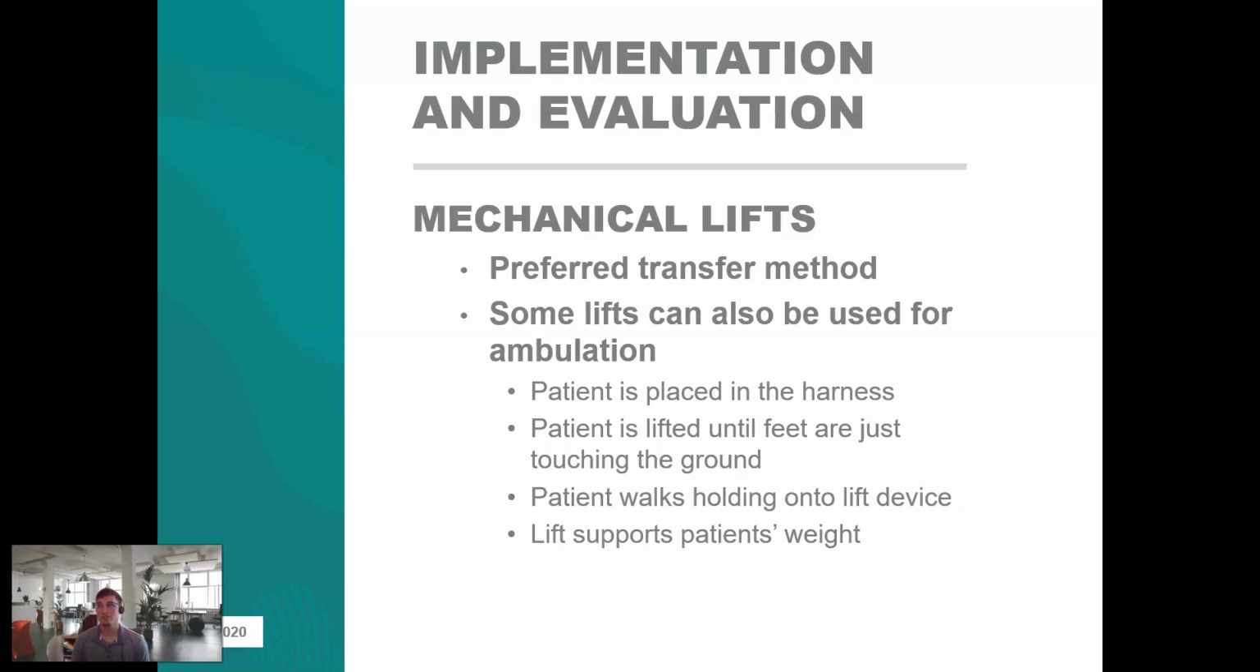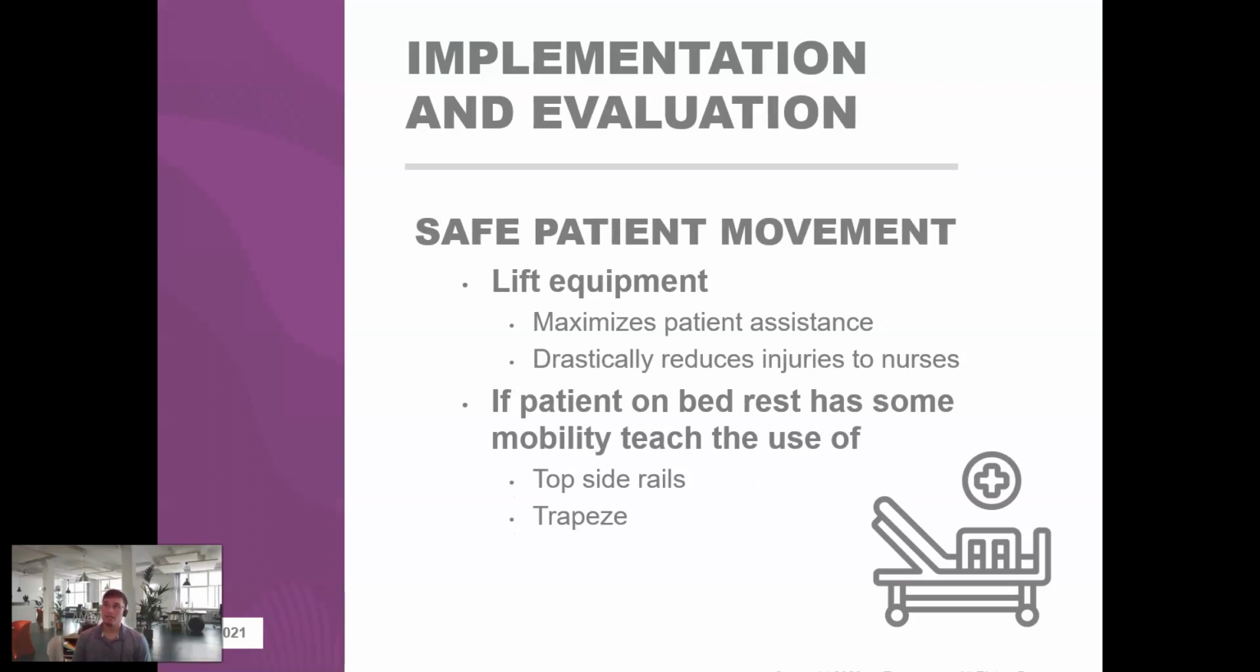And the entire time this is going on, again, the nurse is not holding any weight. The lift is supporting the patient's weight. We're using our lift and our mind to do the rest of the work, while the lift is physically lifting all of that weight. So protecting our bodies, but still giving therapeutic intervention to the patient. With safe patient equipment, again, we have lift equipment. So lift equipment is going to maximize patient's assistance while drastically decreasing the risk of injury to the nurse. Same thought. This lift equipment is physically lifting the patient for us.